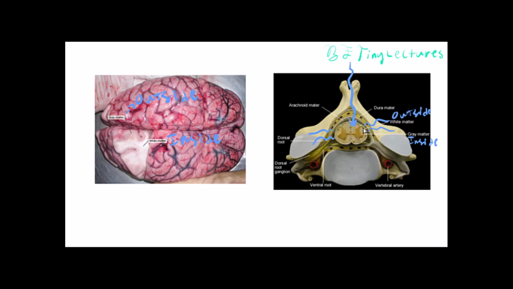So that's why we have an opposite orientation of white matter and gray matter within the spine as compared to the brain, in which the gray matter is on the outside and the white matter is on the inside.